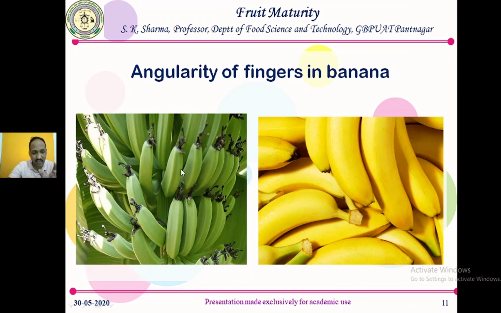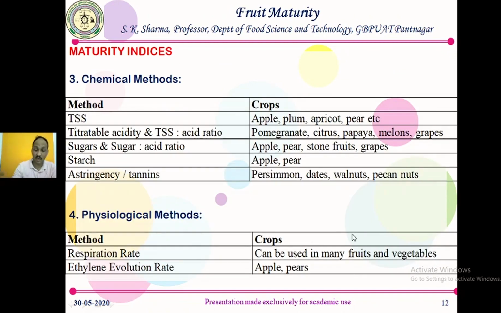But when these angles tend to fuse into each other, for example here, it's difficult to find those distinct clear-cut angles. They have fused into each other, so then it is good for harvesting. So that is how we can distinguish the angularity of fingers in case of banana. So these are some of the maturity indices, the physical ones.